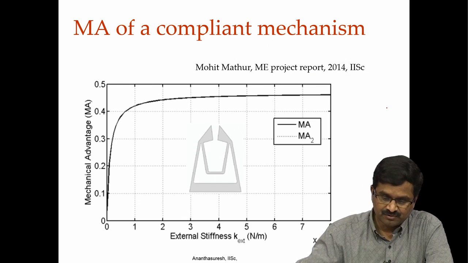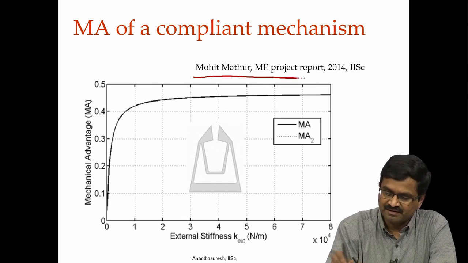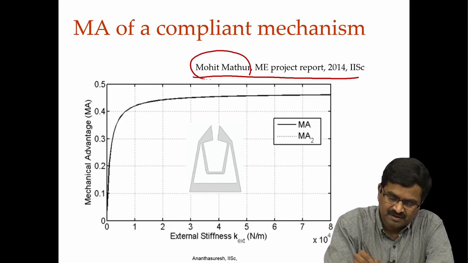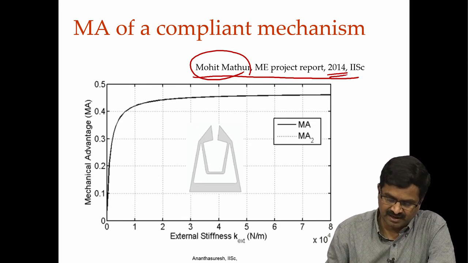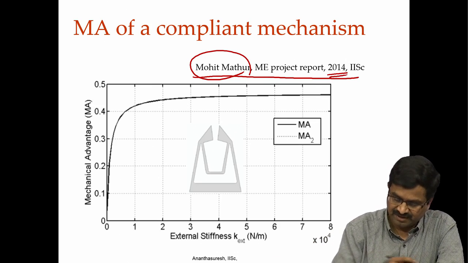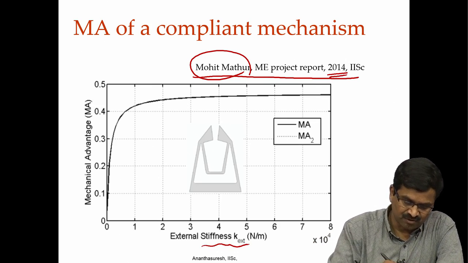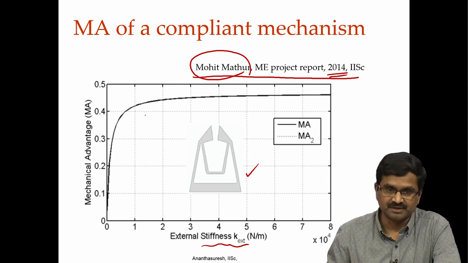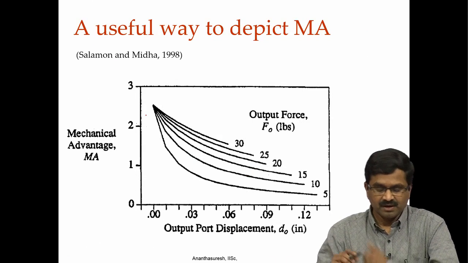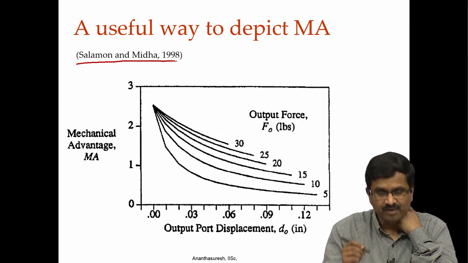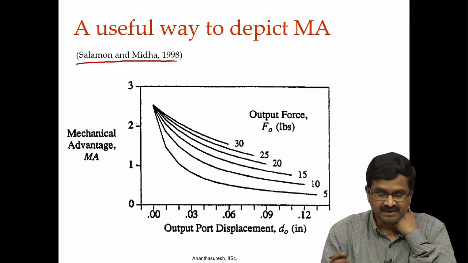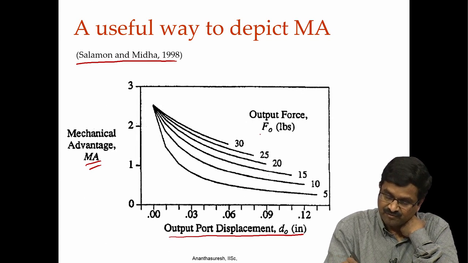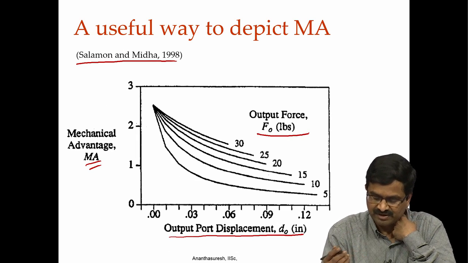Okay. In order to understand this, we move on to another reference, which is a ME project at Indian Institute of Science by Mohit Mathur a couple of years ago in 2014 he had done, where whatever we saw with mechanical advantage that we saw with the external stiffness, how mechanical advantage changes for a compliant one that is given is shown here. Okay. So, Salomon Meadha had done one more thing, which is to depict in a different way. So, you see mechanical advantage shown against output displacement or various output forces. Now, you put various output forces.